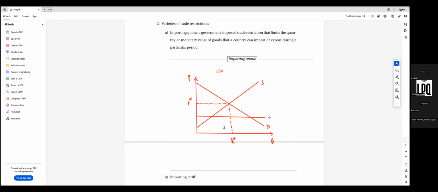Okay, but assuming the same quality, the same kind of pencil if produced by Chinese workers, due to the lower level of cost in China, the price is way lower than the domestic price. So we label this one by world price.